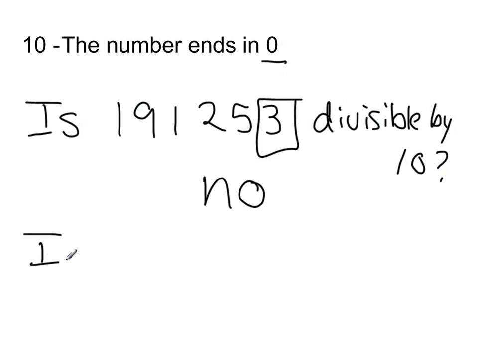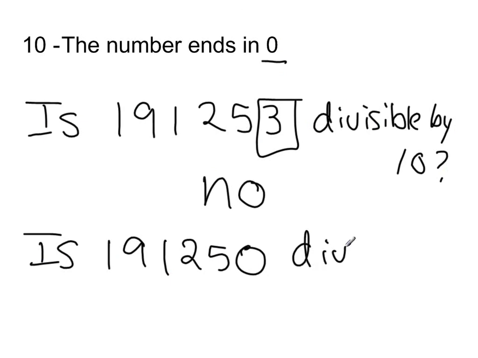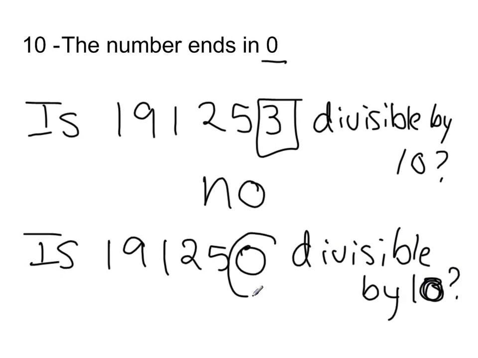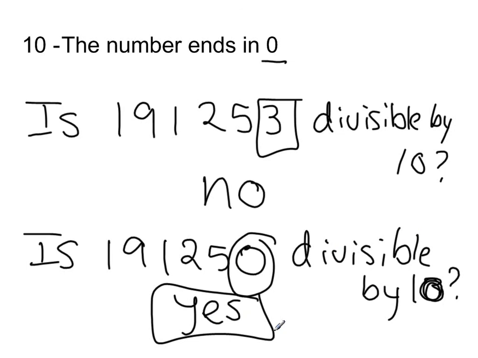If by some other chance we had a much nicer number, I don't know, let's make that a 0 now. If that number we're asking is divisible by 10, we just look at the last digit, and because it is already a 0, then yes, the number is divisible by 10. And you can check me for long division if you really felt like it, but we don't have to.